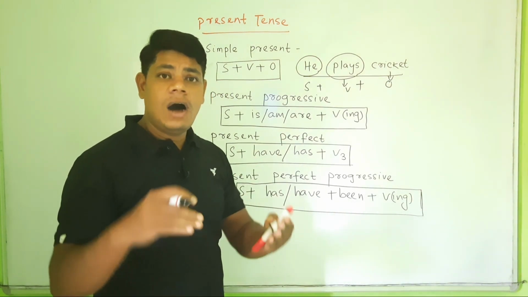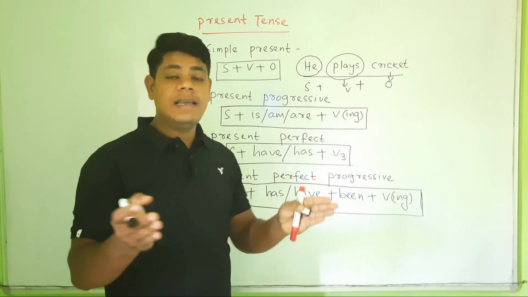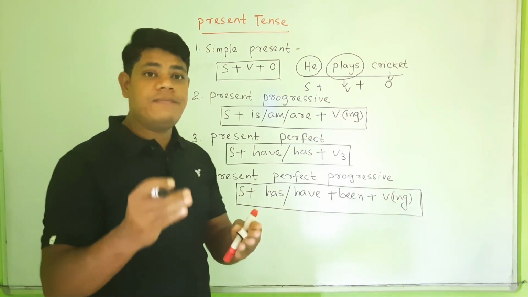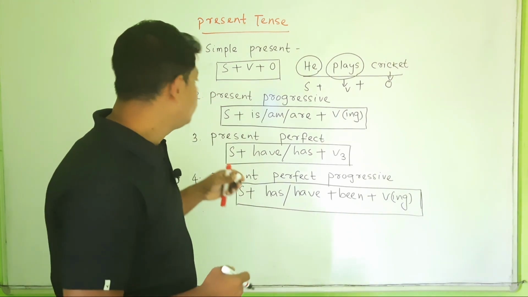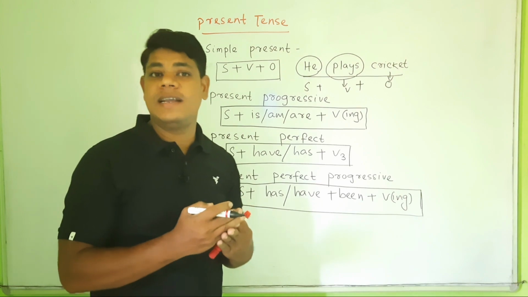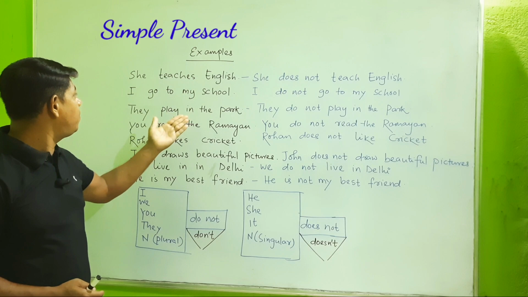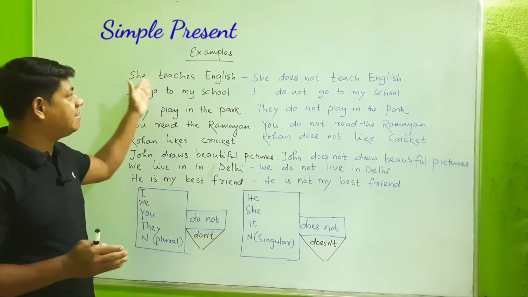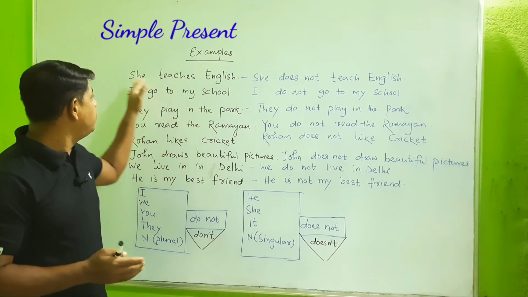So I shall give you the idea of how this simple present sentence is converted into a negative sentence. I shall discuss that briefly so that you will get a clear-cut idea regarding the negative sentence. So let us see how we can convert these affirmative sentences to negative sentences. So friends, these are some examples of simple present. How these simple present sentences are converted into negative sentences, I shall tell you, and you just see.